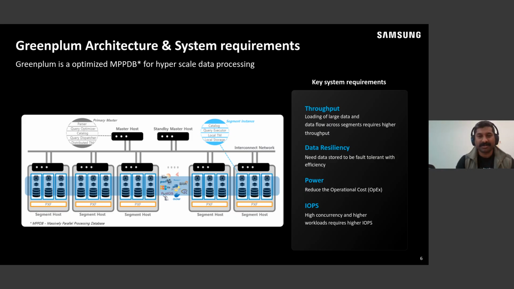What was the other thing? It was the power. While you're increasing the performance, you want to make sure it doesn't hit your wallet, so reduce the operational cost. And of course, the final one was IOPS. It's a database, so this application is going to be IOPS sensitive, right? So these were the key notes from our side to enable Greenplum from the system side.